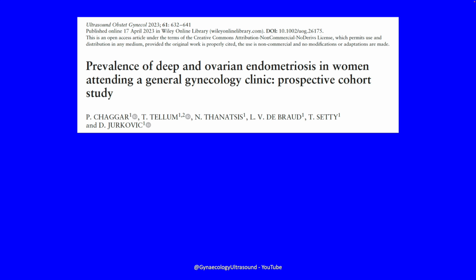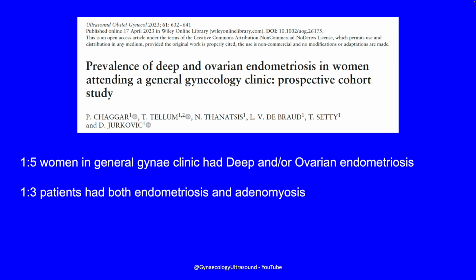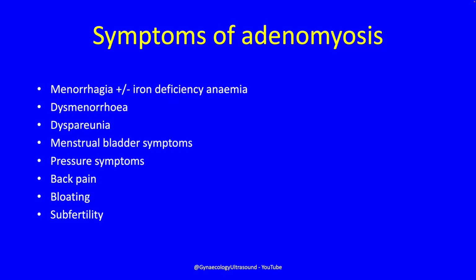So how common is endometriosis and adenomyosis? Well, this group showed that of people coming to a general gynae clinic, 1 in 5 of them had endometriosis, and 1 in 3 of their patients had both endometriosis and adenomyosis. So it's much more common than we think. What symptoms does adenomyosis cause? Well, it can cause menorrhagia, very heavy periods, so heavy that people get iron deficiency anemia, painful periods, painful sex, menstrual bladder symptoms, pressure, back pain, bloating, and subfertility.